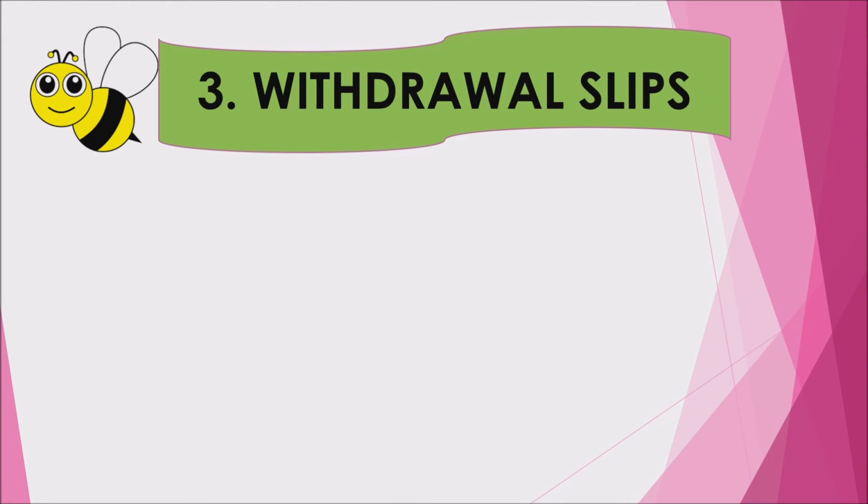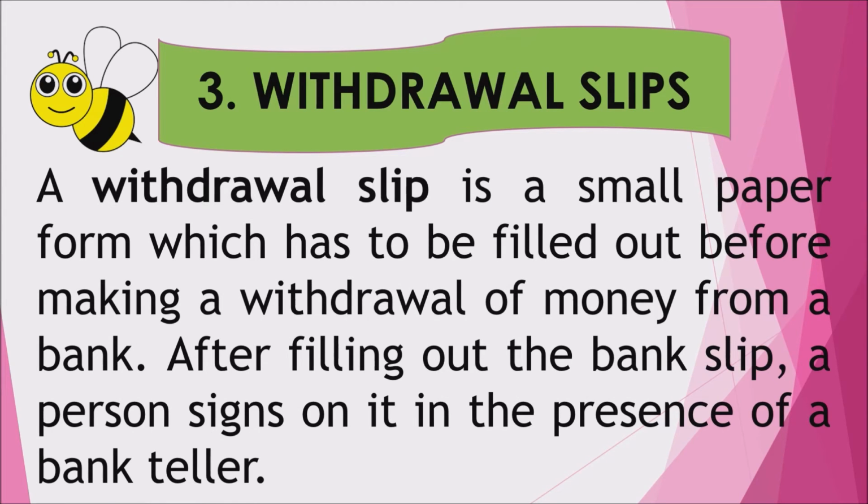The last type of form that we are going to discuss is about withdrawal slips. A withdrawal slip is a small paper form which has to be filled out before making a withdrawal of money from a bank. After filling out the withdrawal slip, a person signs on it in the presence of a bank teller. We have here an example of a withdrawal slip.